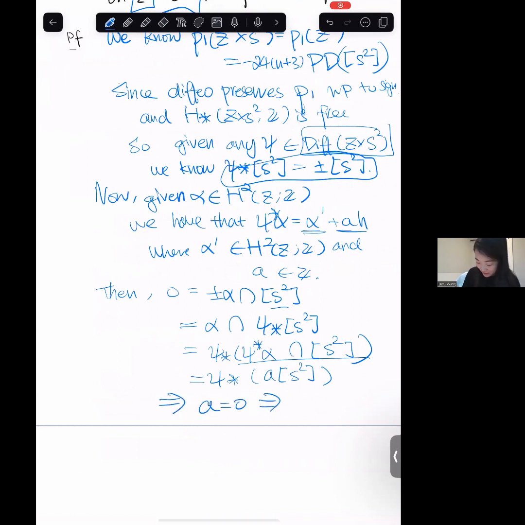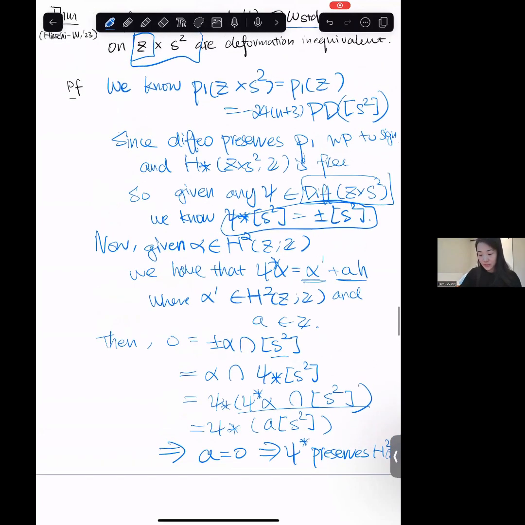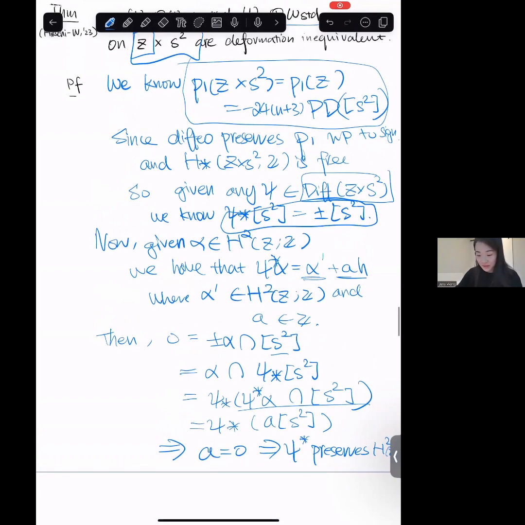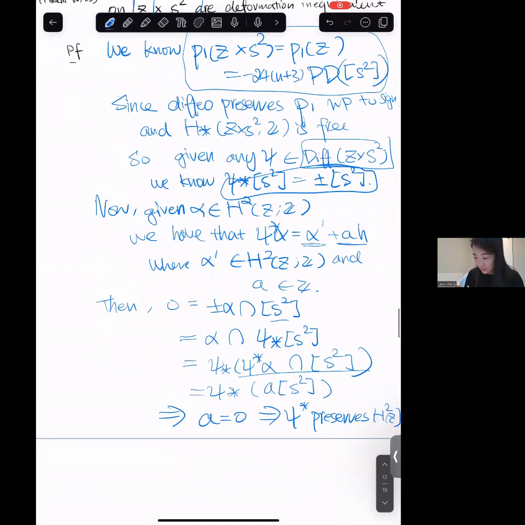And this tells us that any diffeo on Z cross S2 actually preserves H upper 2 of Z. The essential thing we use about Z is that its first Chern class doesn't vanish. So this type of proof actually extends to a lot more examples.